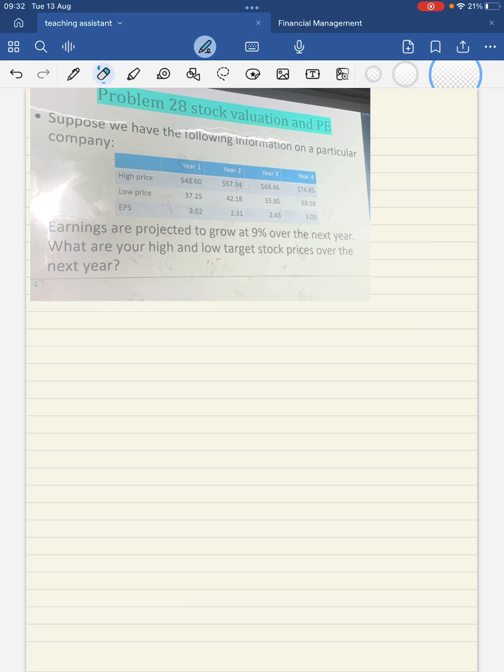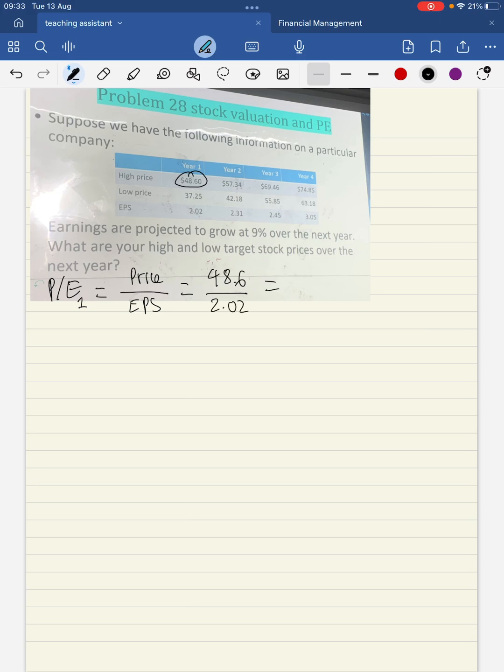So what is the PE ratio? PE ratio stands for price to earning. The formula is price of share, of course, divided by earning per share. For example, in year number 1, the PE ratio will be equal to $48.6. Of course, in this case, it's for the high price only. 48.6 divided by 2.02. This will give the answer of 24.06.